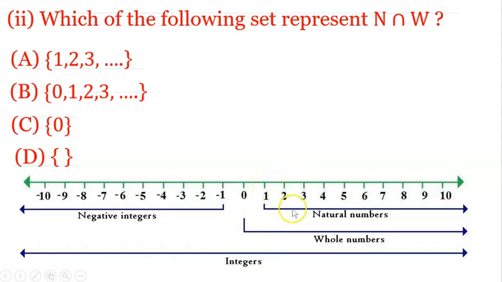What will be the intersection of the two? What is common? It will be 1, 2, 3 up to infinity. Whole numbers have 0, 1, 2, 3 up to infinity. Natural numbers have 1, 2, 3 up to infinity. Therefore, their intersection is 1, 2, 3, 4, 5, 6 up to infinity. And hence, option A is correct here.